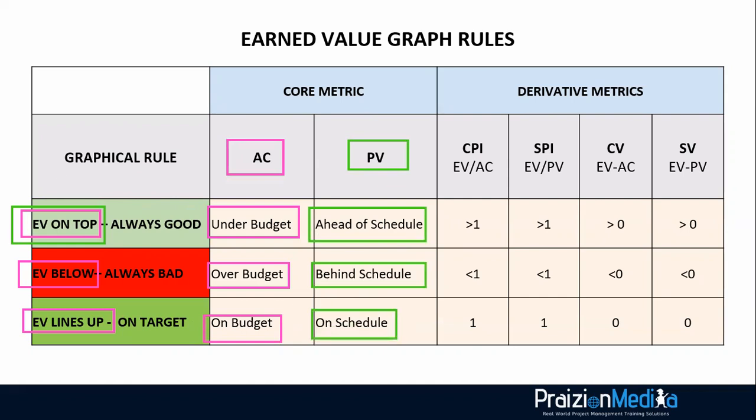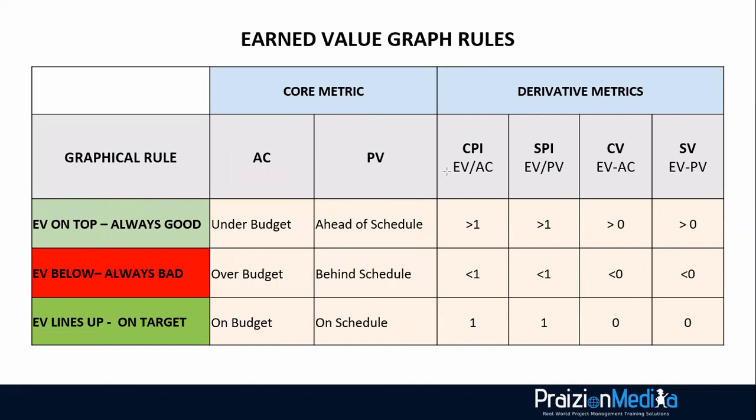Now, what does that mean from a CPI and SPI perspective? If EV is on top, it's always greater than 1, whether SPI or CPI. If earned value is below, it's always less than 1 for CPI and SPI. And if you're right on target, lining up with either AC or PV, it just means you are right on target, on 1 for SPI and CPI.